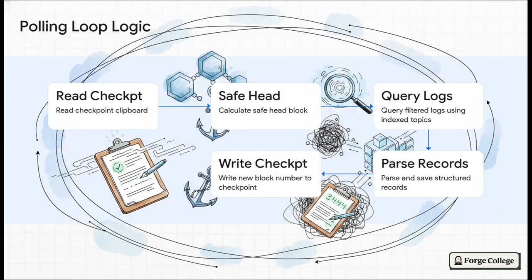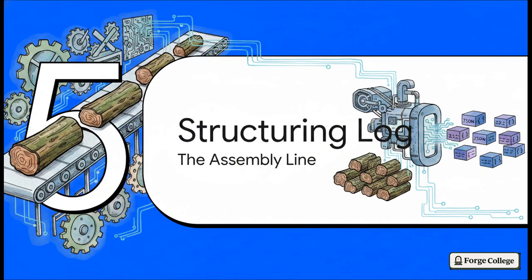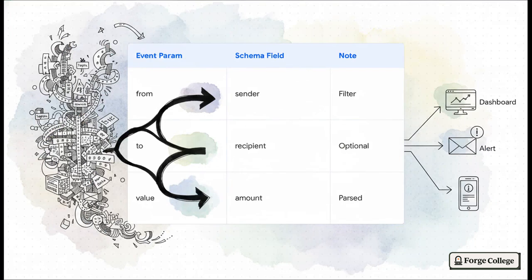Pretty brilliant, right? Which brings us to Section 5, structuring your log data. Next up on the assembly line. Raw blockchain logs are highly technical and awkwardly split between topics and data. So we absolutely have to map our event parameters into a stable JSON schema. We turn smart contract variables like the indexed from address into a nice clear sender field. We take the non-indexed uint256 value and parse it into an amount field.